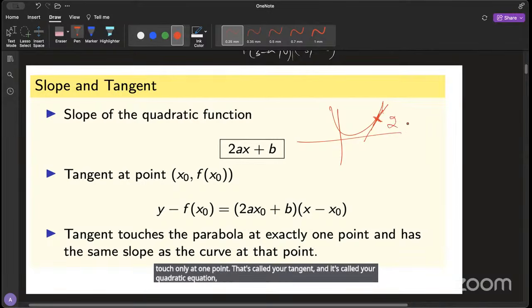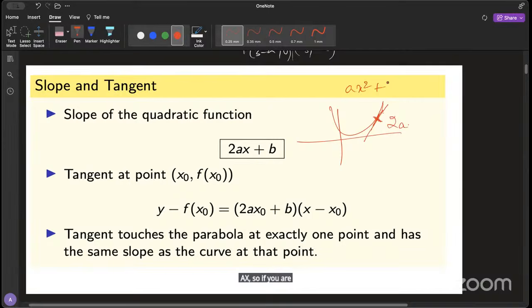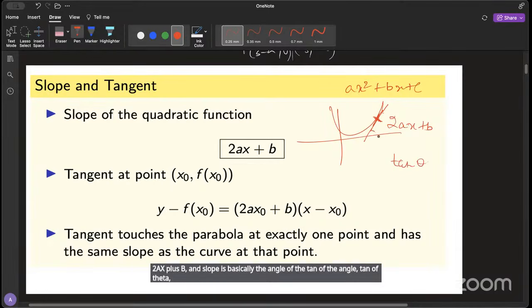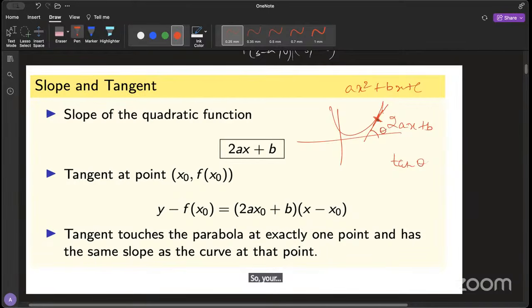And for your quadratic equation, if your quadratic function is ax square plus bx plus c, then this is not the equation of the tangent, but the slope of it is given by 2ax plus b. And slope is basically the tan of the angle, tan of theta. Let's say this angle is theta, and this is the tangent. So your slope at this point, let's call this point xy.